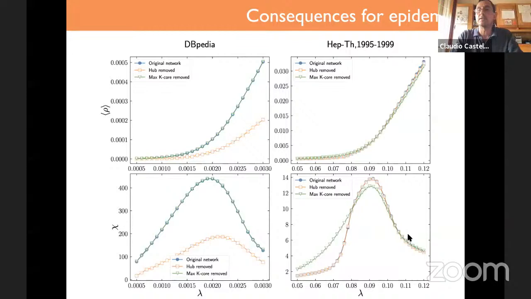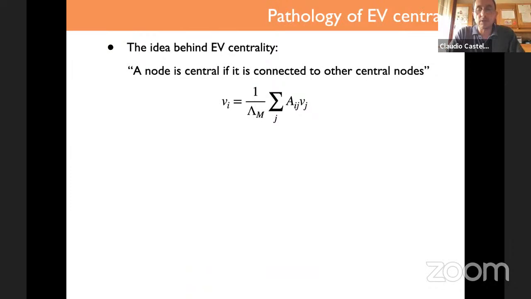The problem, I told you, is that eigenvector centrality is considered to be an important measure of importance, but this localization that I pointed out makes clear a pathology of this centrality. The problem is the following. What is the idea behind the eigenvector centrality? The idea is that I am central if I am connected to other central nodes, and this is exactly what you see here, which is the eigenvalue condition: my centrality is proportional to the sum of the centralities of my neighbors.